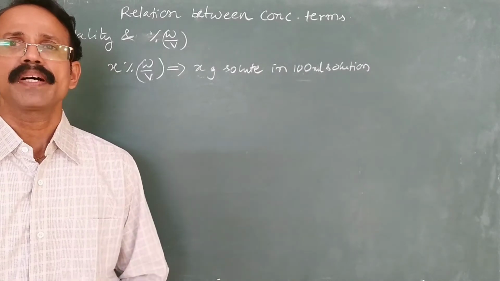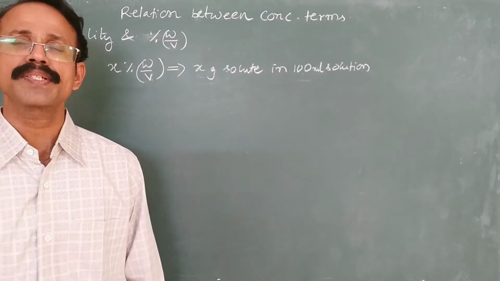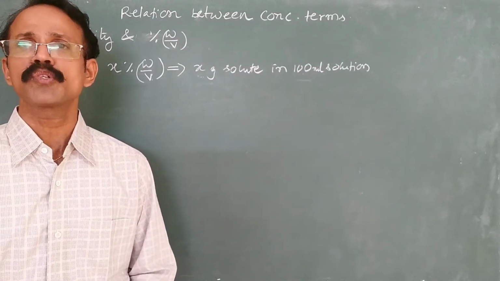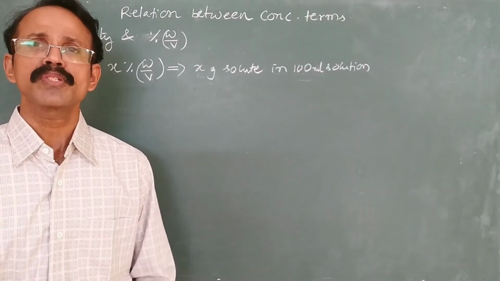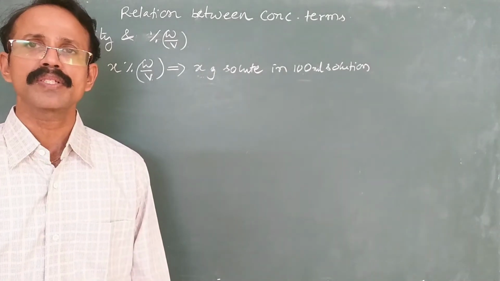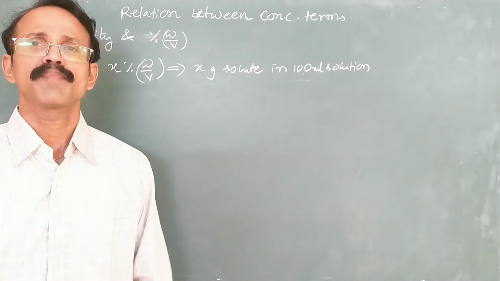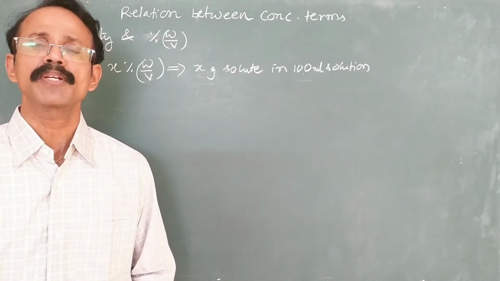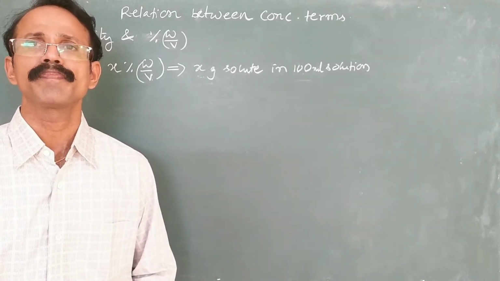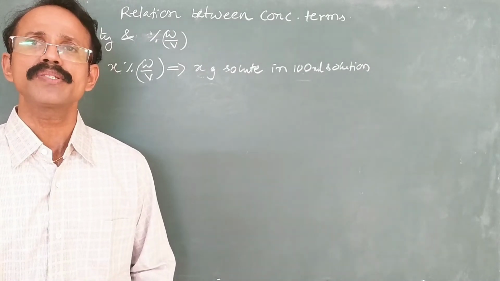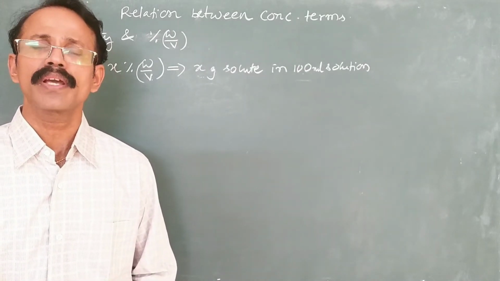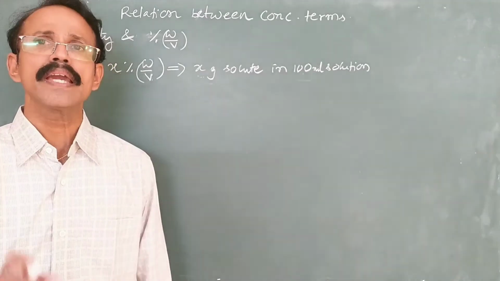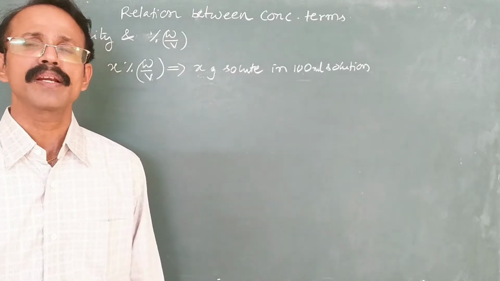Next relationship is between molality and percentage mass by volume solution. What is meant by percentage mass by volume solution? It is the number of grams of solute dissolved in 100 milliliters of solution. For example, if you take 10% mass by volume solution, 10 grams of solute are present in 100 milliliters of solution. Similarly, 20% means 20 grams are dissolved in 100 milliliters of solution. X% means X grams of solute are present in 100 milliliters of solution.